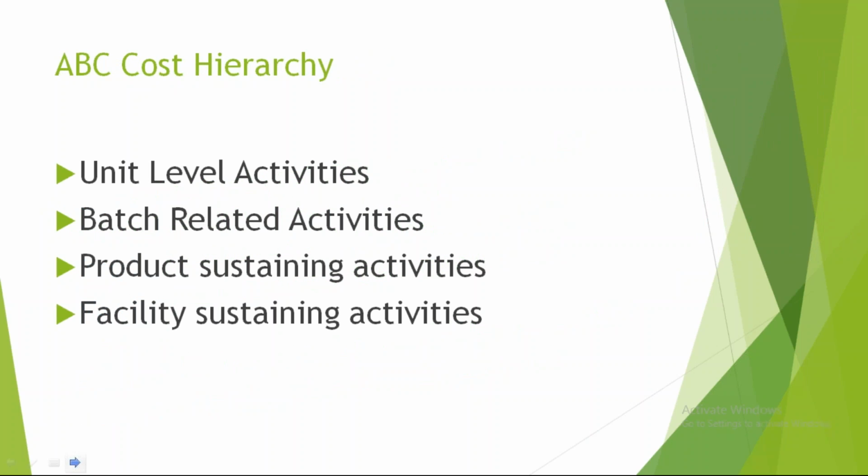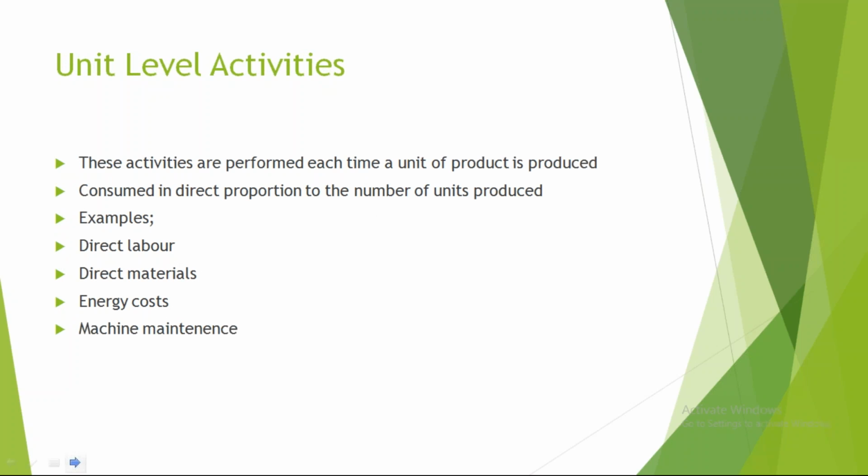If you look at the ABC hierarchy, the activities, we can define them under 4 different levels. One is what we call unit level activity. Then batch related activity, product sustaining activity, and facility sustaining activity. Famous examiners question this area, where she puts up some questions and asks whether it is a unit level activity, a batch level activity, and that kind of thing. So we should know a little bit about each of these.